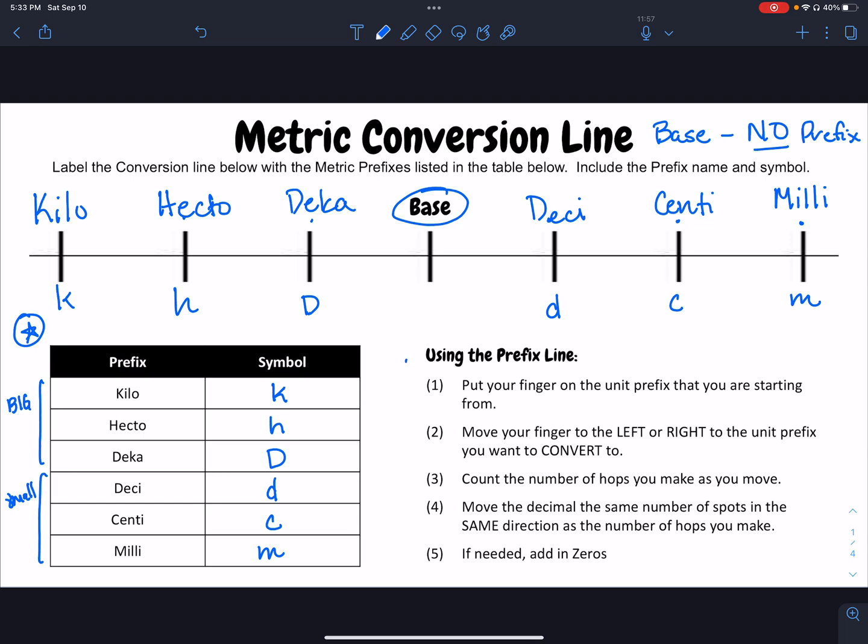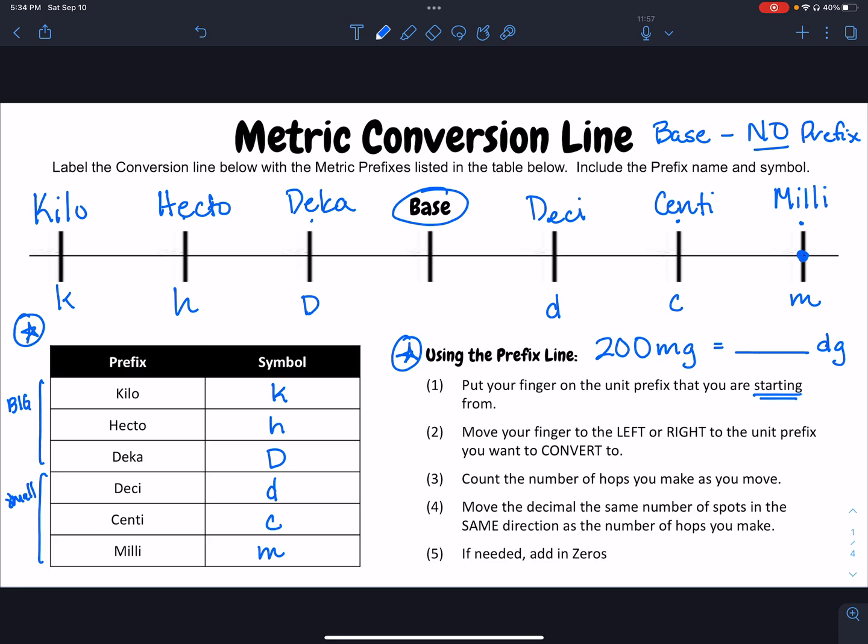To use that metric line, we're going to follow these 5 rules. First, we're going to put our finger on the unit prefix where we are starting. So we need to know our starting point. For example, let's say we want to convert 200 milligrams to decigrams. I'm going to start at milli, so I'd put my finger on milli, as I've shown with my blue dot.